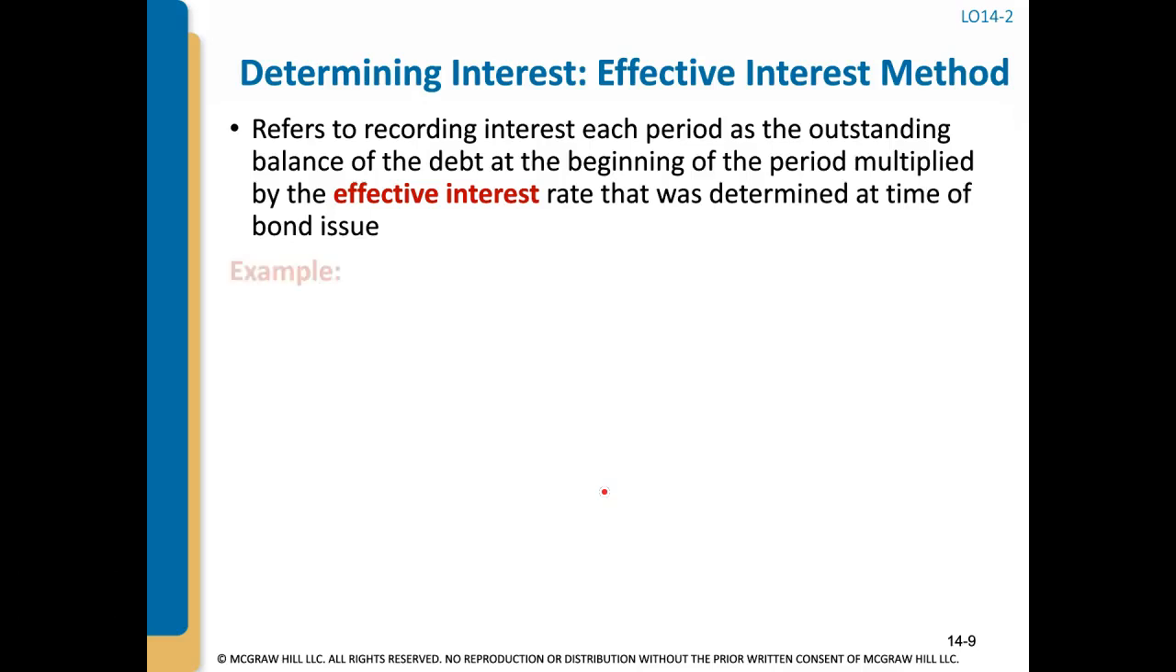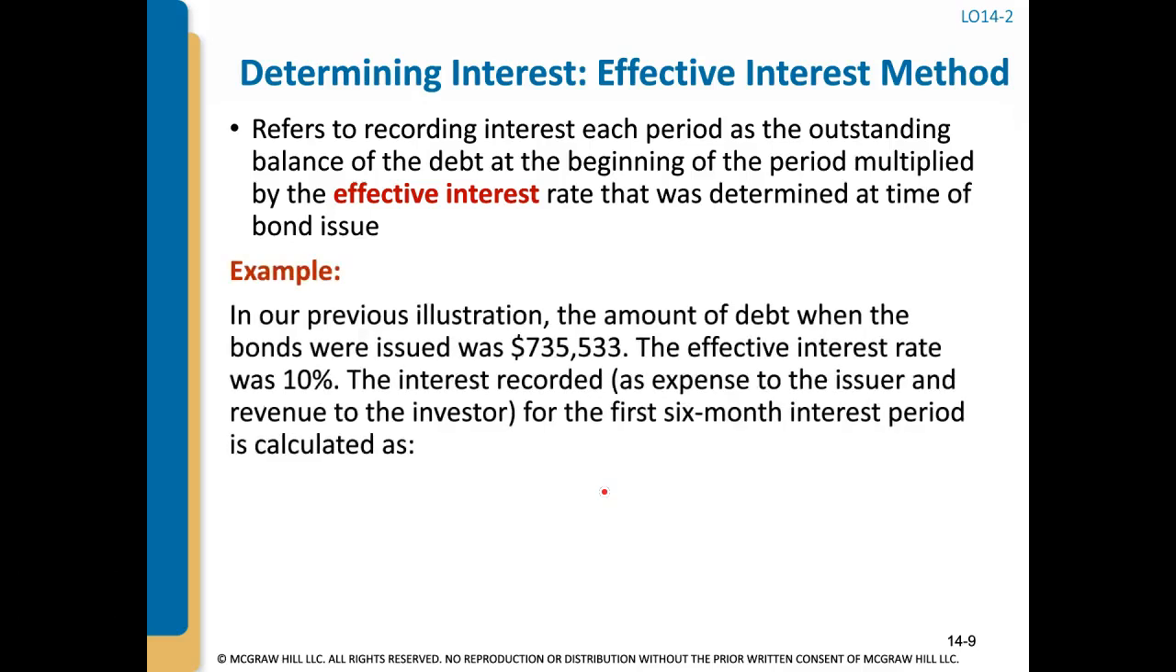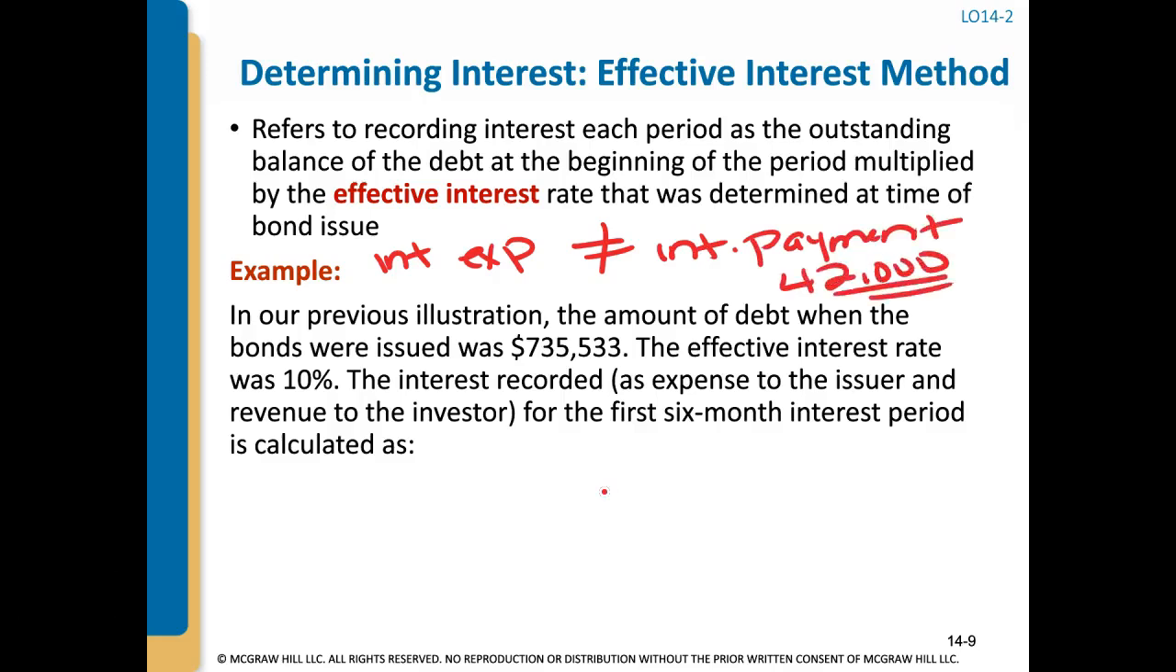To determine the interest expense using the effective interest method, we're going to go through that calculation here. But I want to point out that when you sell a bond at a discount or a premium, the interest expense is not the same as the interest payment. Remember in our example, the interest payment is $42,000 every 6 months. You'll see the interest expense is not $42,000.